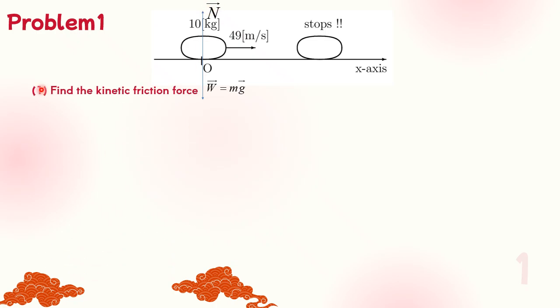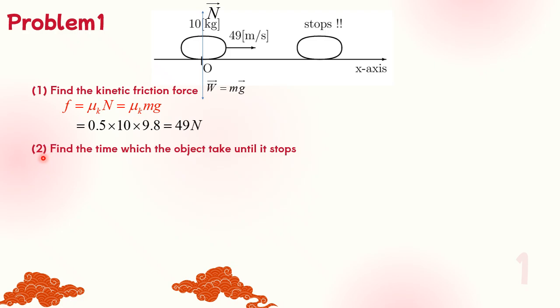Why do we need to know this? We need to find the kinetic friction force. The kinetic friction force is equal to the coefficient of kinetic friction multiplied by the normal force. And as you can see, the normal force is opposite to its weight, so it equals mg. That's why N equals mg here. So we plug in all the information. The value of the coefficient is given in the problem. It's 0.5, and with the mass and gravity, we get 49 newtons.